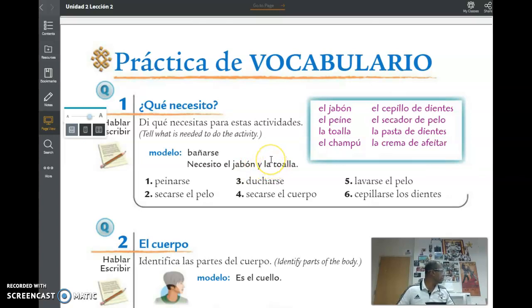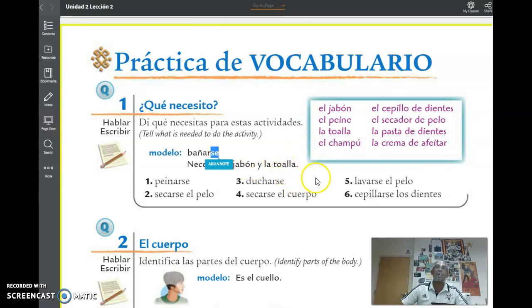How do you say because? ¿Por qué? Necesito jabón y la toalla porque tengo que bañarme. You change the SE right here, if you're referring to yourself, to a me. Necesito jabón y toalla porque tengo que bañarme, because I have to shower, right? So that's one of the reasons why we use the reflexive verbs, okay? Now, I didn't ask you to do, for example, well, that will be next, right?